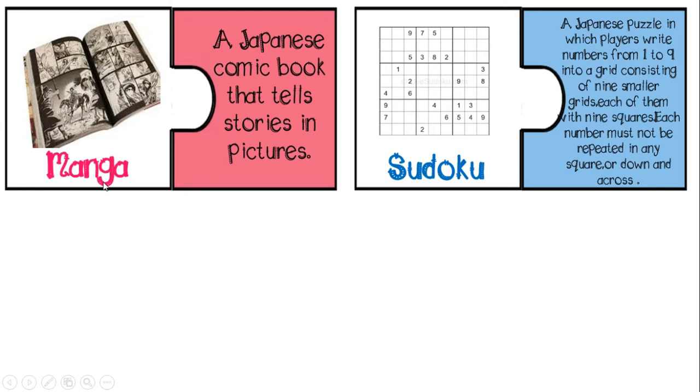Next we have this game, Sudoku. This is Sudoku. It is a Japanese puzzle in which players write numbers from 1 to 9 into a grid consisting of 9 smaller grids, each of them with 9 squares. Each number must not be repeated in any square or down and across. So this is a game. You can find it on Play Store, download it from there and try to play. It's good for your brain.